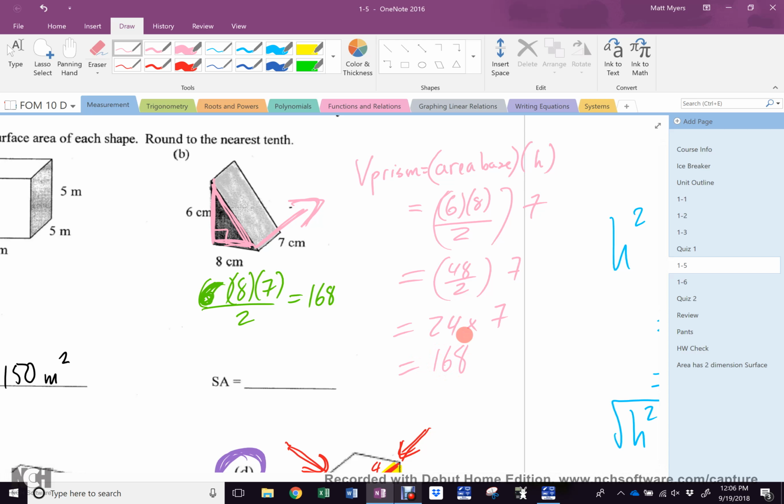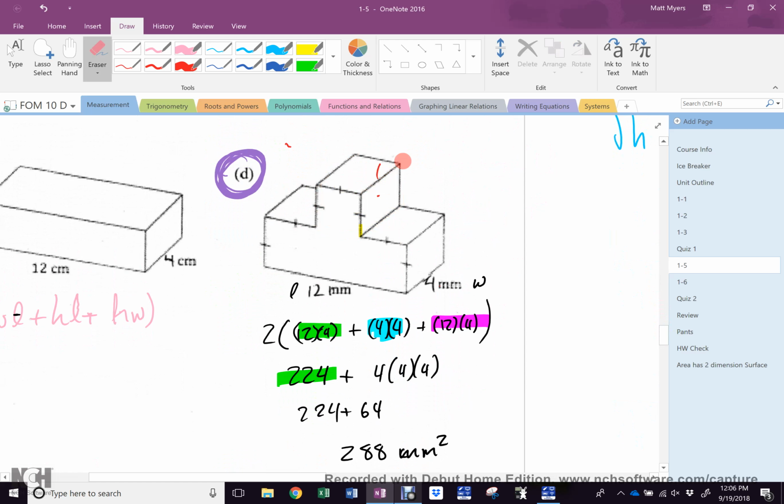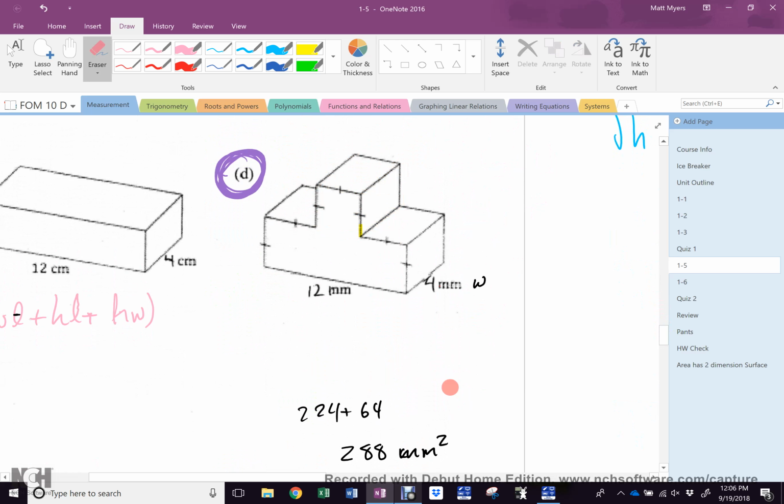Which one, pink or green, always works? Pink. What did I actually do? I found the shape that repeats. I called it the base, and I multiplied it by the height. Everybody cool? Now go to D. What you now know, apply it. Is that a prism? Which means, what is its volume?